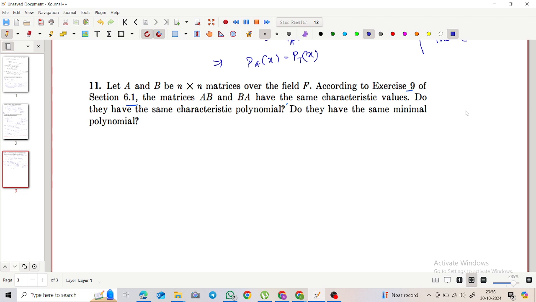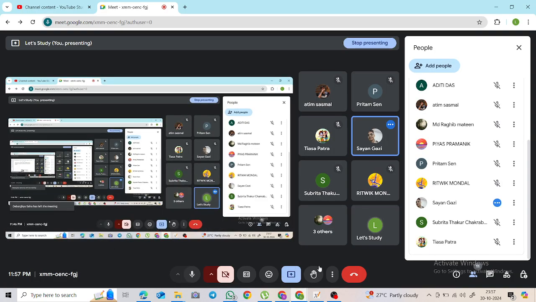Hmm. So same. BA and AB have the same characteristic values. The eigenvalues are the same, yes, but should the multiplicities be the same as well?